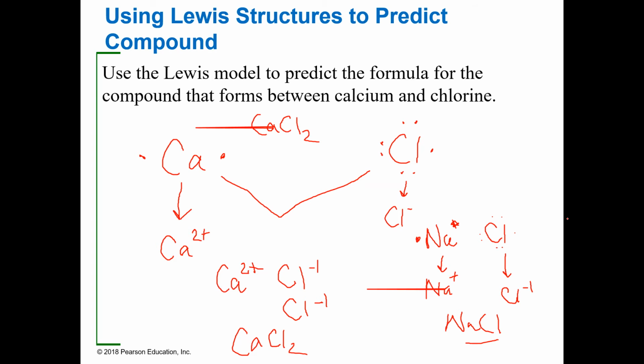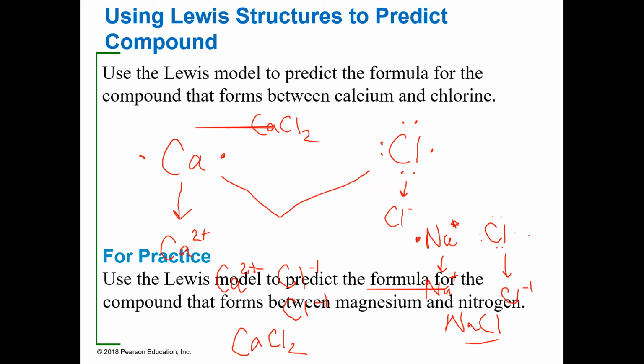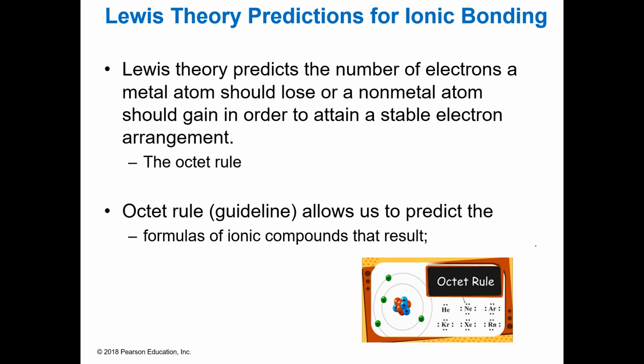All right. So the Lewis theory predicts the number of electrons a metal atom should lose or a nonmetal atom should gain in order to make a stable electron arrangement. This is your octet rule.